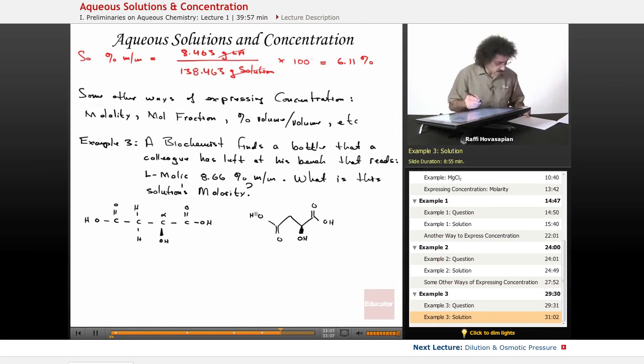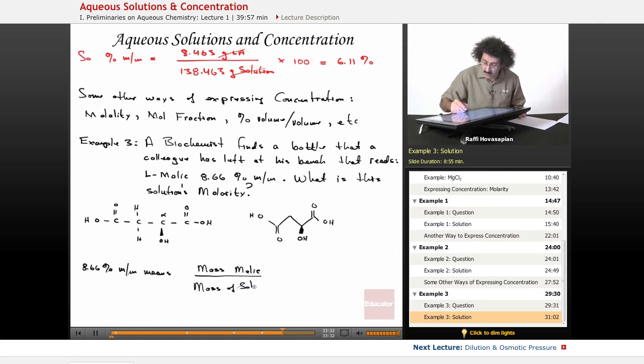Okay, so 8.66%. 8.66% by mass means the following. So they gave us the number, 8.66%. That means this. It means the mass of the malic acid, I'll just call it malic, over the mass of solution, times 100 is equal to 8.66. So they gave us this. This is the definition. So I want to start with this. I'm going to work my way back.